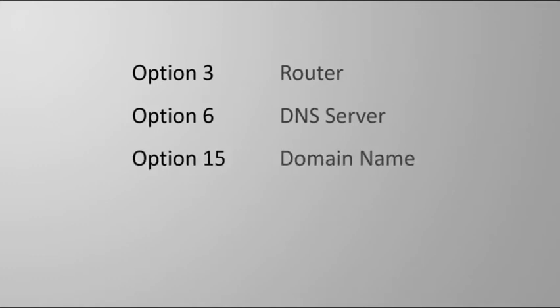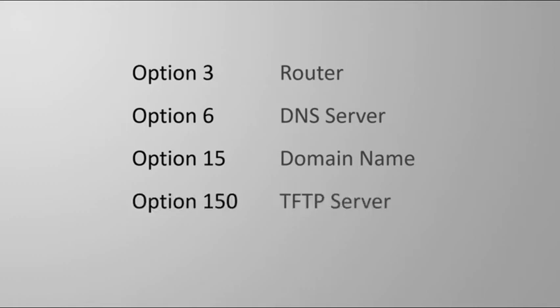The router option gives the client the IP address of the default gateway. The DNS server option tells the client about DNS servers on the network. We're going to talk about DNS servers in the next video. The domain name option tells the client which domain it's a part of. For example, networkdirection.net. This is quite important in Windows environments.